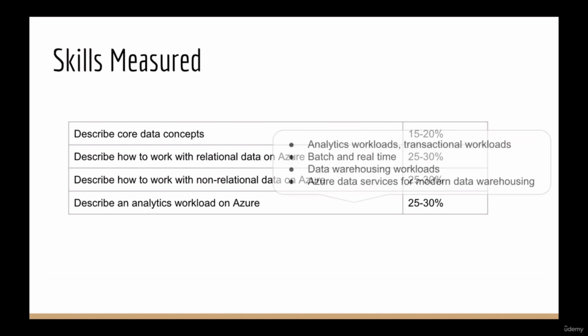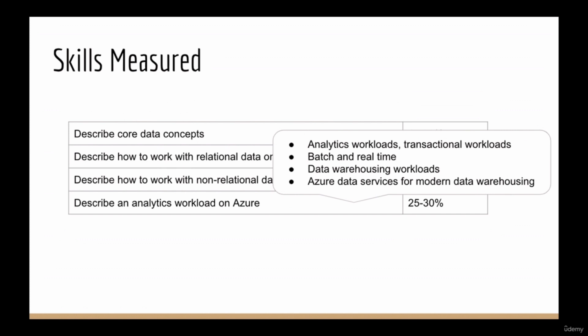The fourth and final topic is about analytics workload on Azure, and it covers 25 to 30% of the exam questions. The student should be able to describe analytics workloads, transactional workloads, and the difference between a transactional and analytics workload, and the difference between batch and real-time. It also discusses data warehousing workloads as well as the components of a modern data warehouse and Azure data services for modern data warehousing such as Azure Data Lake, Azure Synapse Analytics, Azure Databricks, and Azure HDInsight.